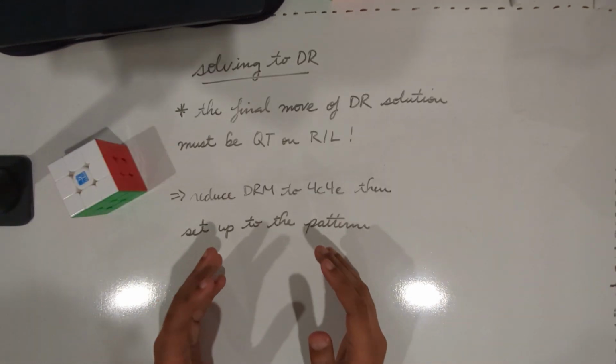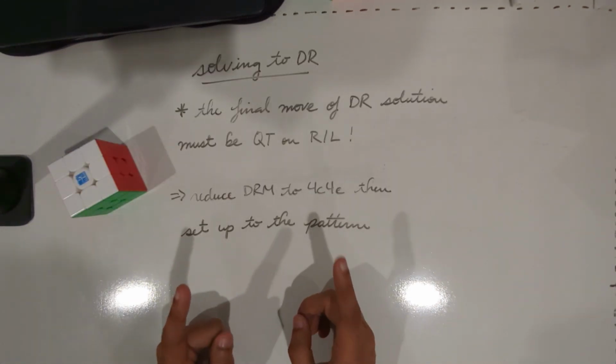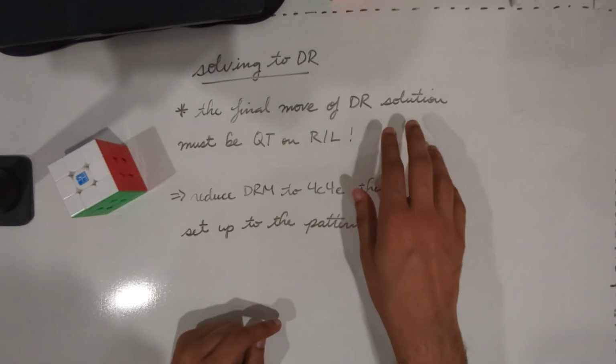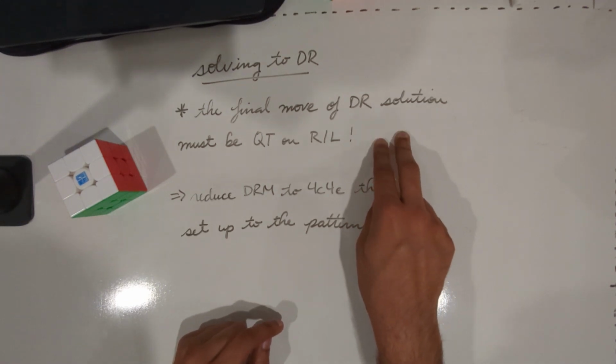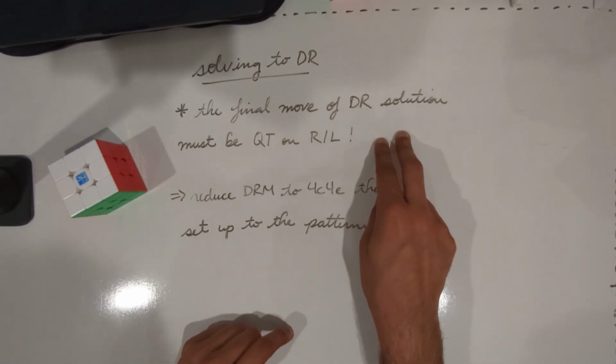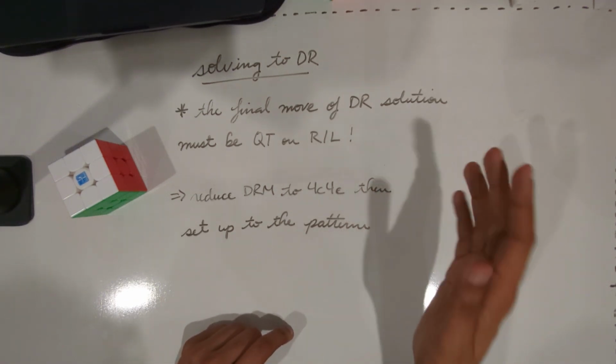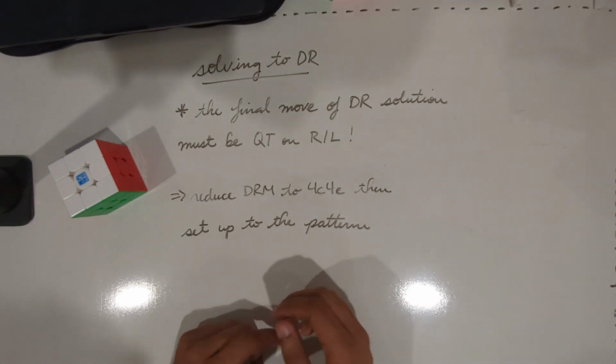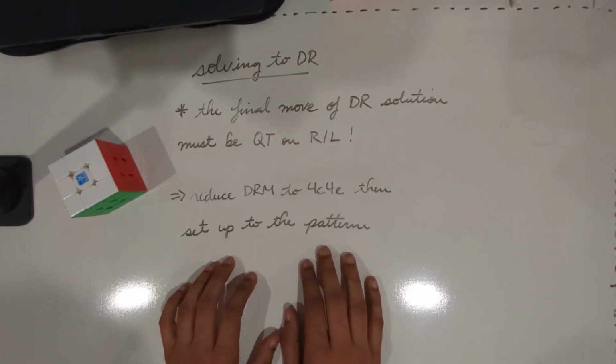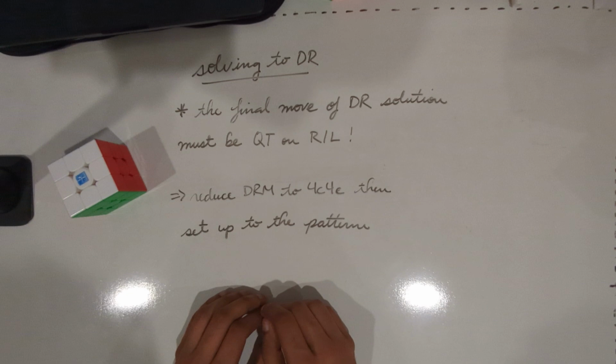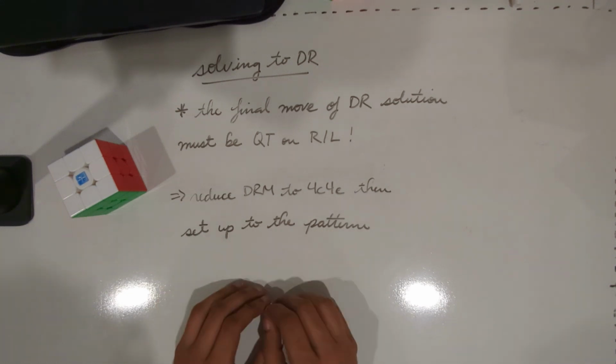Now that we can recognize DRM, let's try and figure out how to get to DR. This is the key observation. The final move of the DR solution must be a quarter turn on R or L. This means that we can just set everything up to whatever that pattern is, and then do an R or L quarter turn, and we will get DR.